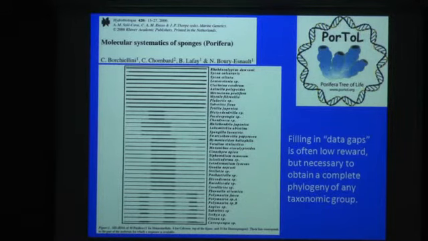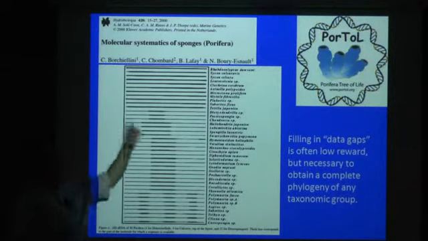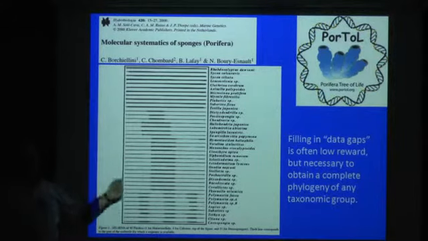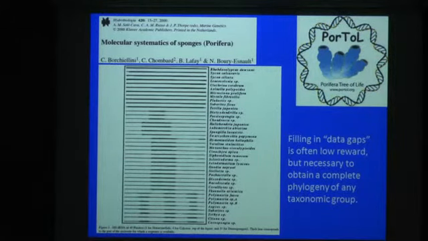So one of the goals of the Tree of Life project at NSF for all these different groups of organisms is to fill in these data gaps, right? And it's a little bit low reward, right, because you're asking people to redo work that they already did, and nobody really wants to do that. So what we did in my lab is we contacted people that had data sets like this and said, well, mail us all your samples and we're going to fill it in, okay? And we're trying to get a complete phylogeny for the group.